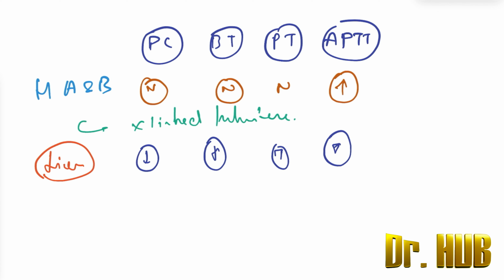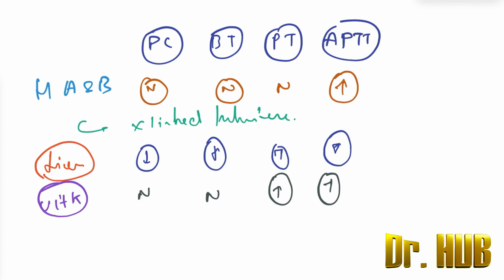Next, we move on to vitamin K deficiency. In vitamin K deficiency, the platelet count remains normal and the bleeding time remains normal. The PT, the prothrombin time, is increased, as well as the APTT. So in vitamin K deficiency, there is an increase in the PT as well as the APTT.